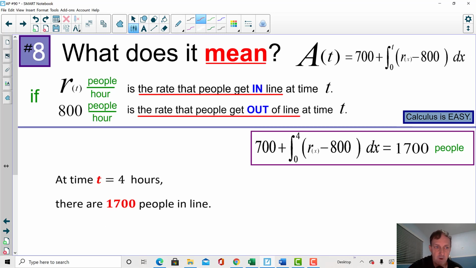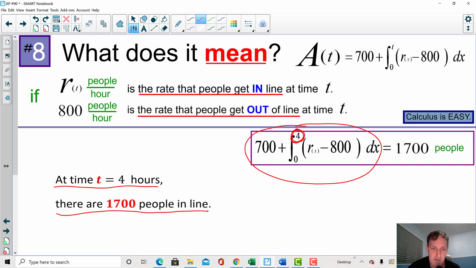Okay, for number 8, we have R of t, which is the rate that people get in line. And then we have 800, which is the rate that people get out of line. Because we're including the starting amount of 700 plus all the changes, then the meaning of this is just the amount of people that are in line at the ending time. So the ending time is when t is 4. So we would just say, well, when t is 4 hours, there are 1,700 people in line.